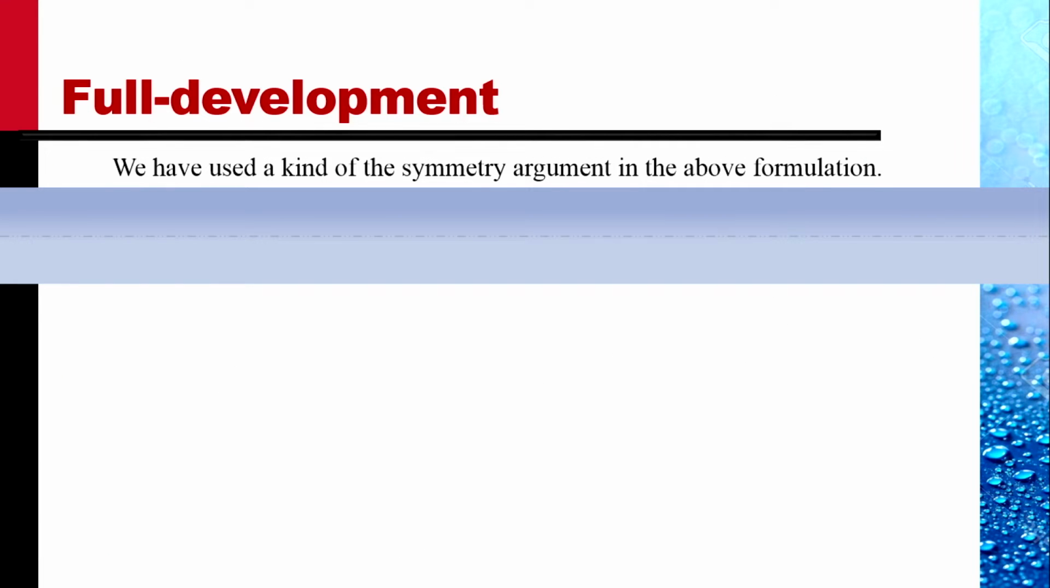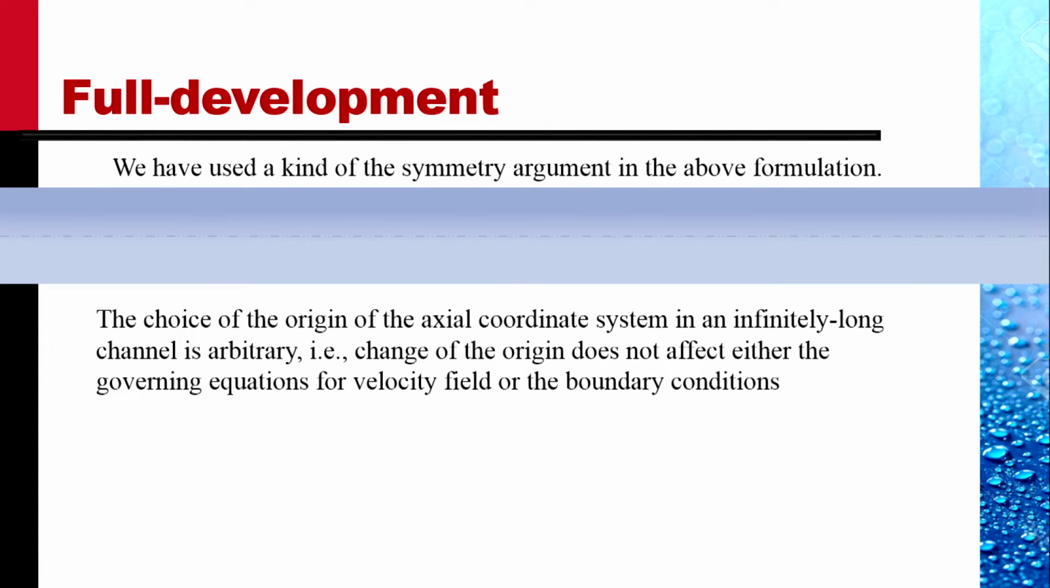We have used the argument of full development. The full development is a kind of symmetry argument. The choice of the origin of the axial coordinate system in an infinitely long channel is arbitrary, i.e., the change of the origin does not affect either the governing equations for the velocity field or the boundary conditions.